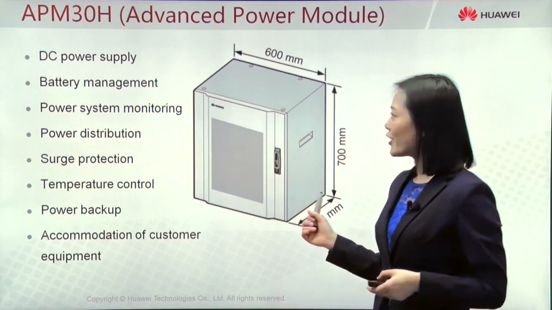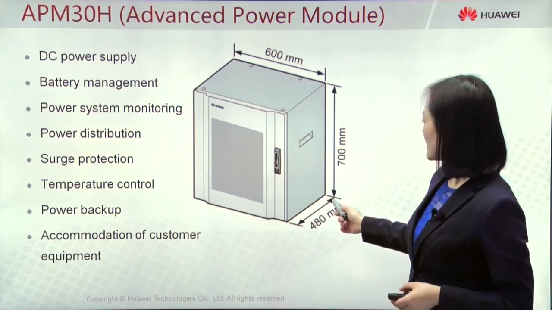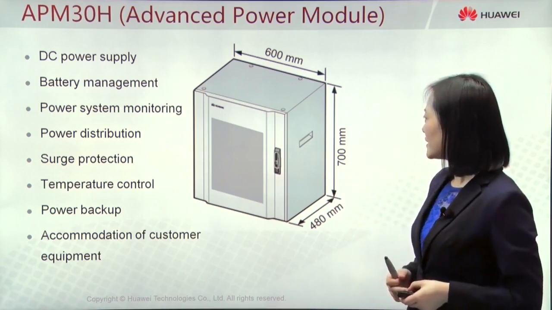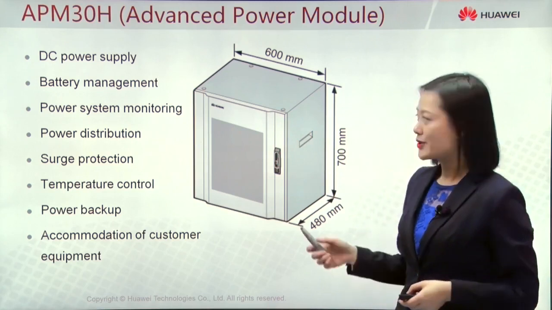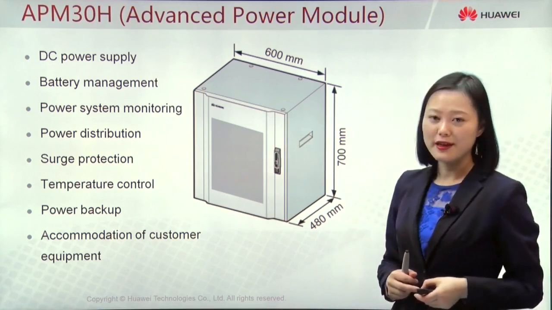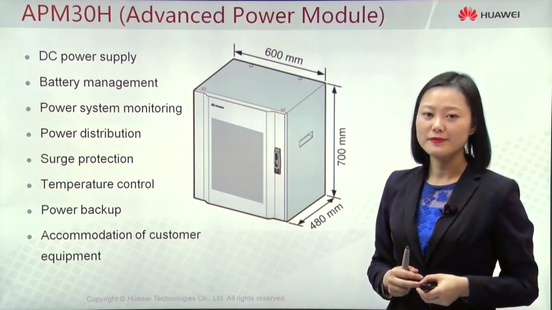This is the appearance of APM30H. We can see it with the height 700 mm and the length 600 mm. So the size is not so big, which supports easy installation and transportation.